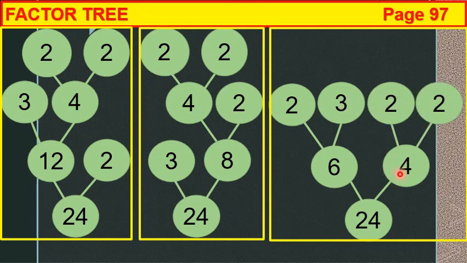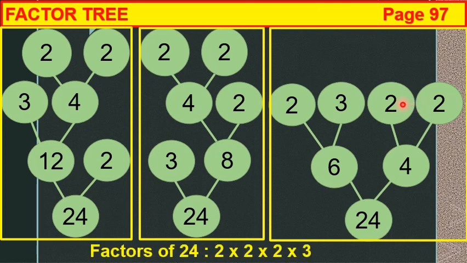Now consider this 4. 2 twos give 4. So 4 is divided into 2 and 2. Further, both these 2's are the leaves since they cannot be divided further. So we got the third factor tree of 24. So these 3 factor trees are possible for 24.